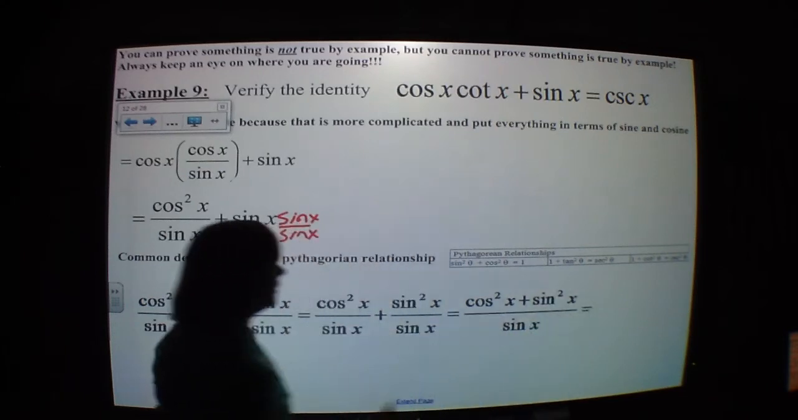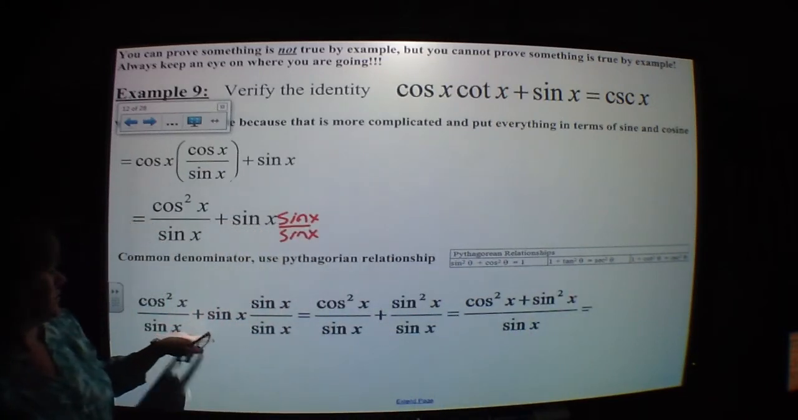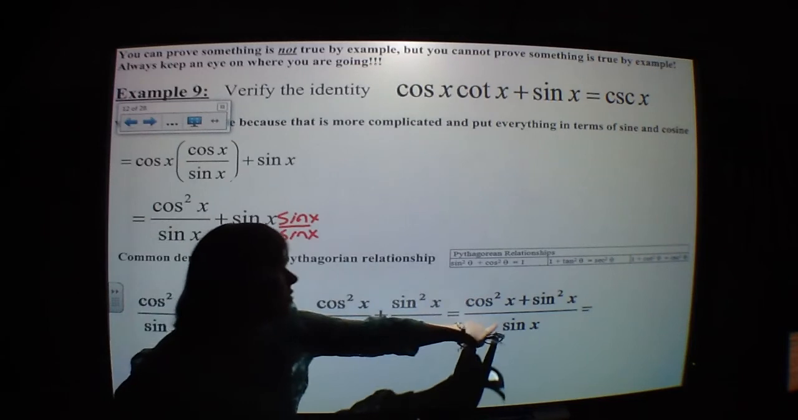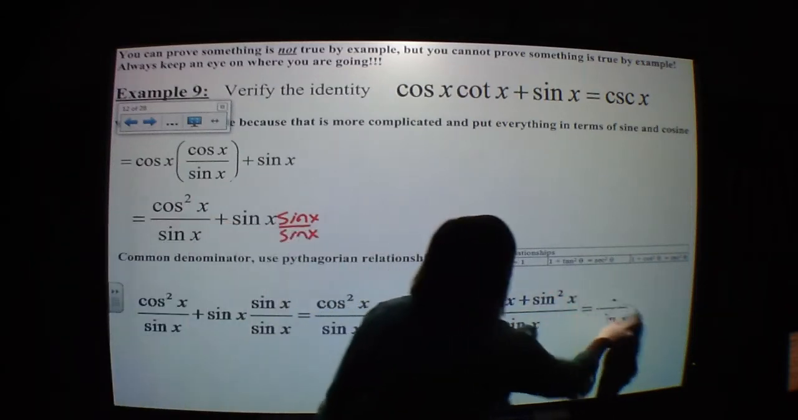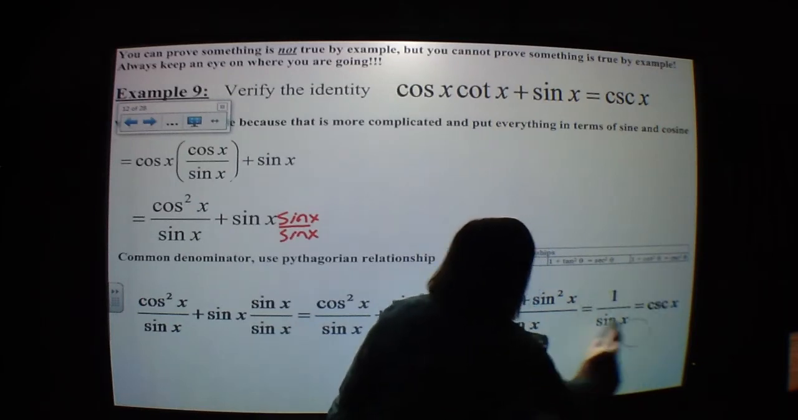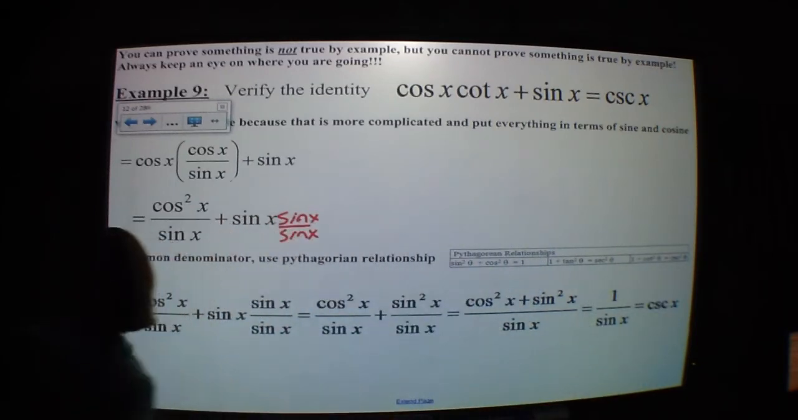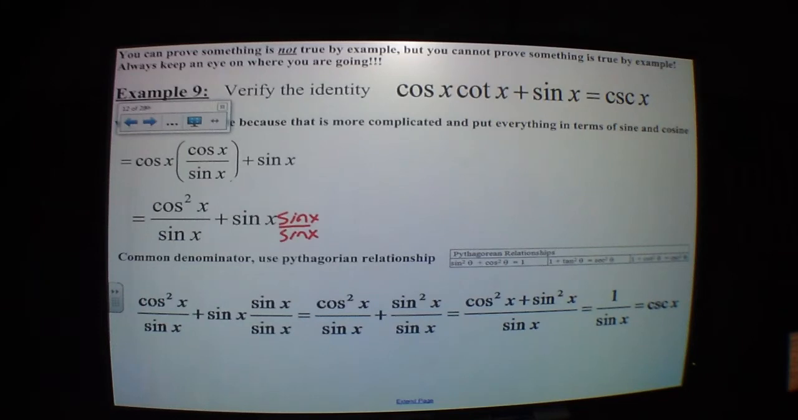If you don't need to do these two steps here, you probably need to do this one. You might not even need to do this one. You could write it just right to there if you see it. And then your Pythagorean relationship, sine squared plus cosine squared is equal to 1. So then you have 1 over sine, which is cosecant. And you're done. Not the only way to do it, one way to do it.